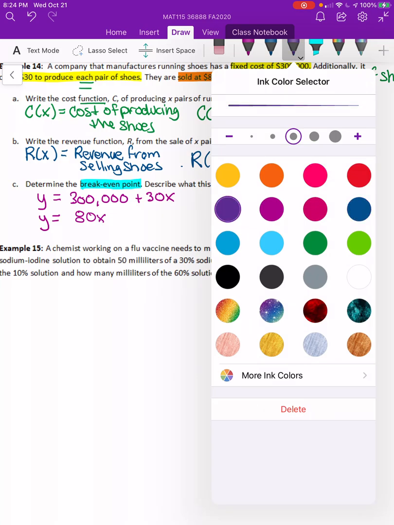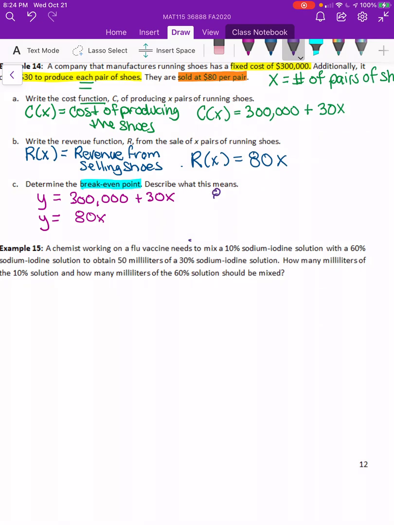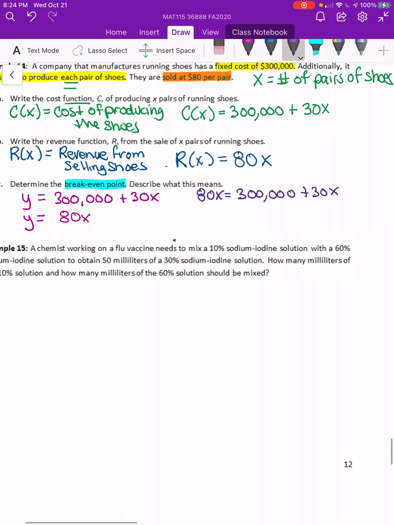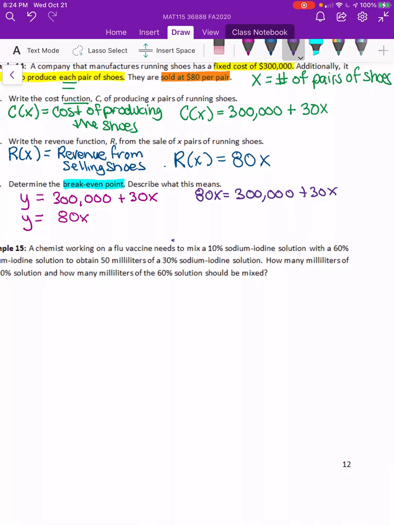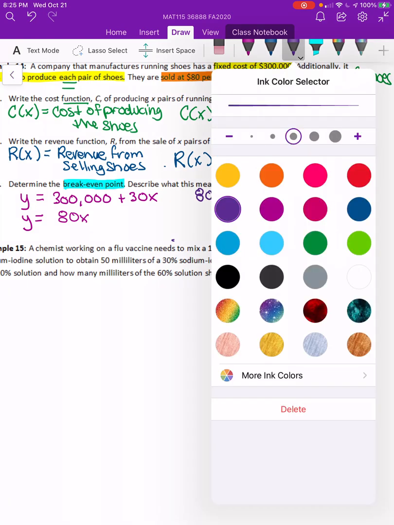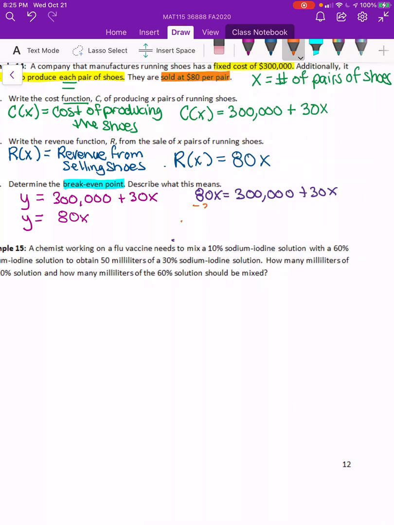So let's pick purple. This would look like 80x equals 300,000 plus 30x. They have to be the same. We want to know, when are those the same? That's where we break even. So to solve this, we'll go ahead and subtract 30x from both sides.